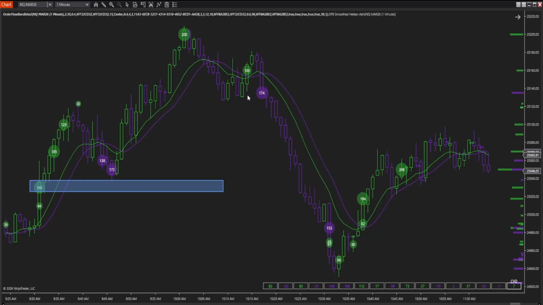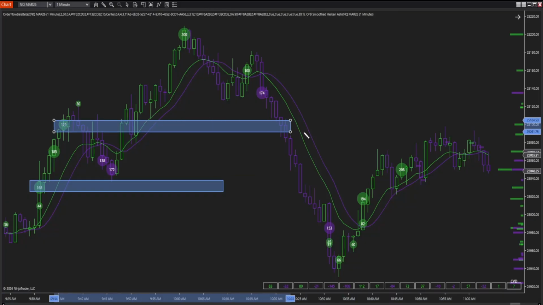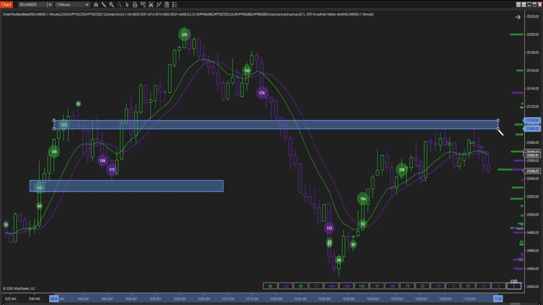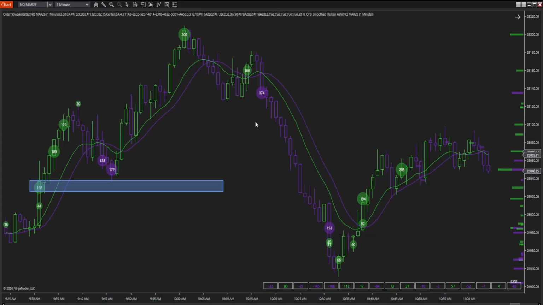Now the thing is, you got to be careful because you have this area right here as support. Okay, you have this area right here as support. But we kind of ran right down through it. But you got to keep an eye on that. Because if you're in this, and this is a valid short, we have 174 contracts. We're trading below the Heikin Ashi lines. They're starting to curve back over.